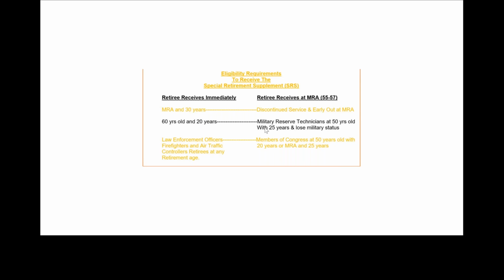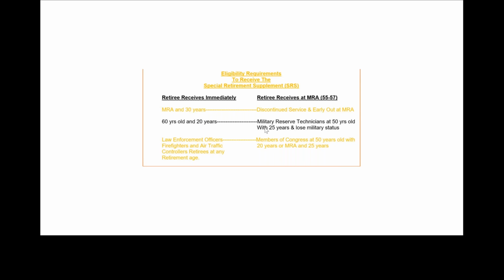So you see here on the one side for the immediate supplement benefit, the retiree has to meet the age and the service requirement. As you see here, it's the MRA with 30 years, or 60 years old with 20 years. And then of course you've got the special provisions there as well. That's age 50 with 20 years of creditable service, or any age with 25 years of creditable service. And then of course you have the mandatory age, 56 for air traffic controllers and 57 for firefighters and law enforcement officers.